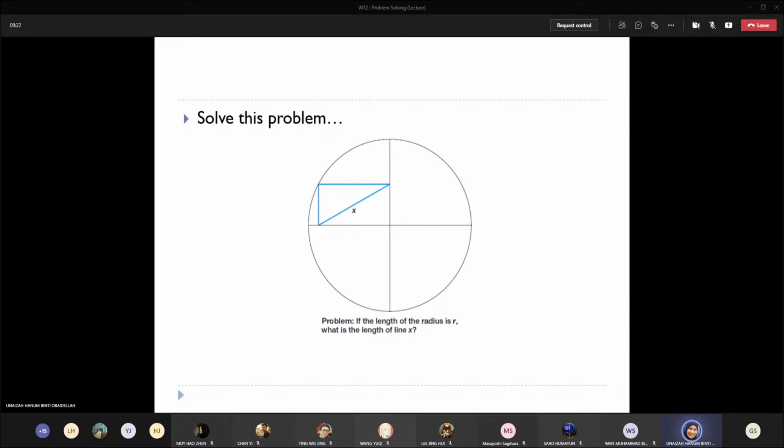If you look at this figure, it says the length of the radius is r, and now we're looking for the length of x. What kind of answers can you give me? What do you think x is? It is also the radius. X is also the radius. Okay. Any other answer?